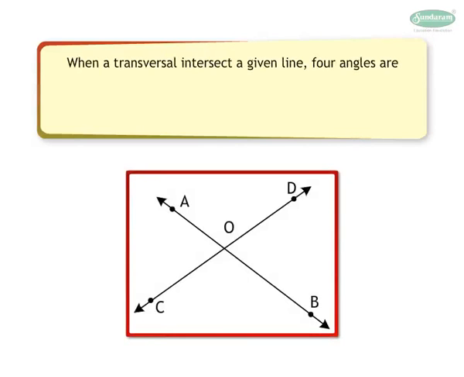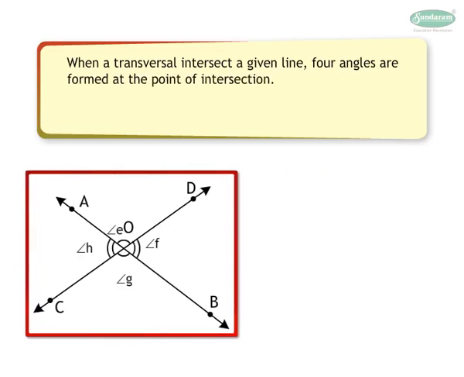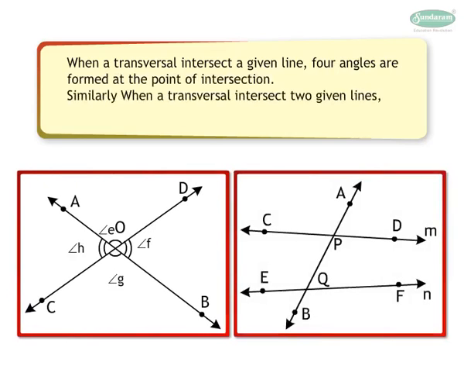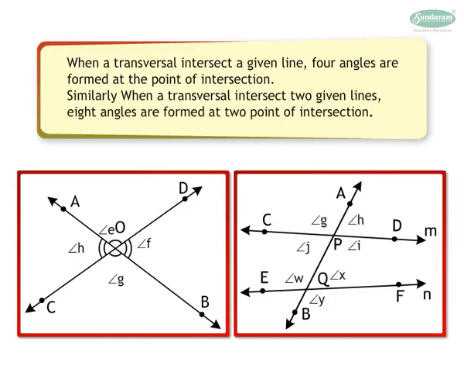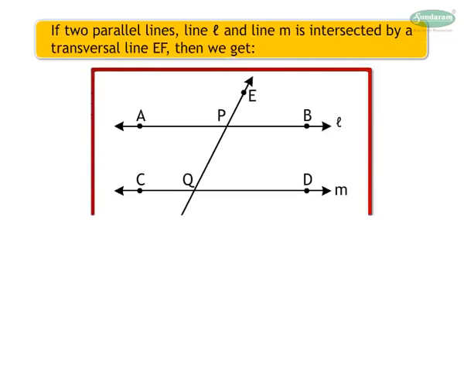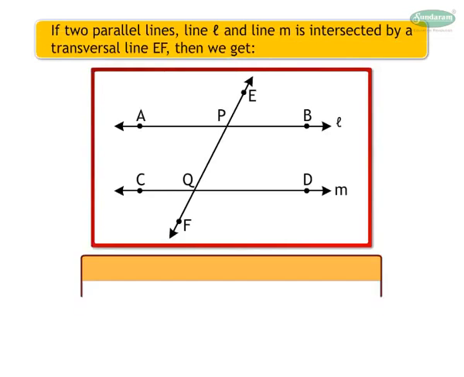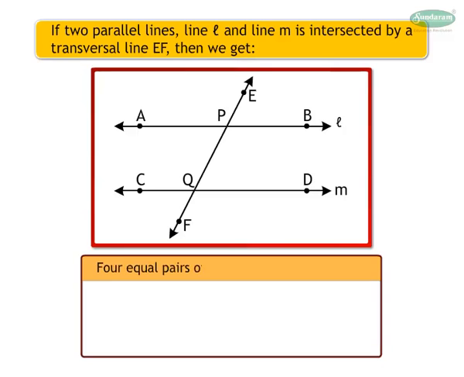When a transversal intersects a given line, 4 angles are formed at the point of intersection. Similarly, when a transversal intersects 2 given lines, 8 angles are formed at 2 points of intersection. If 2 parallel lines, line L and line M, are intersected by a transversal line EF, then we get 4 equal pairs of vertically opposite angles.